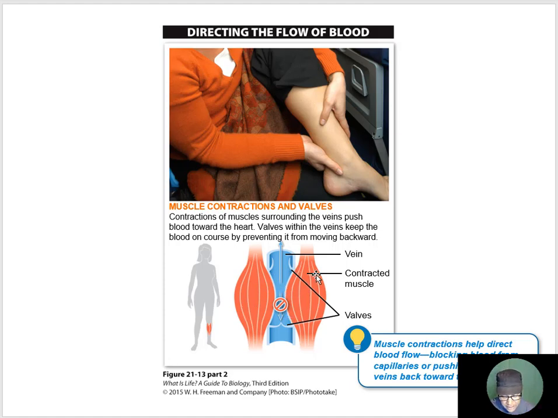So here you can see in the illustration, we have the vein. This is the deoxygenated blood. Here we've got the muscles. Say these are the muscles of your calves that are there. And as you're moving your calf, as you're moving your leg, you're actually causing the blood in the vein to move up towards your heart because of these one-way valves. And so muscle contractions help direct the blood flow, blocking the blood flow from the capillaries or pushing blood through the veins back towards the heart.